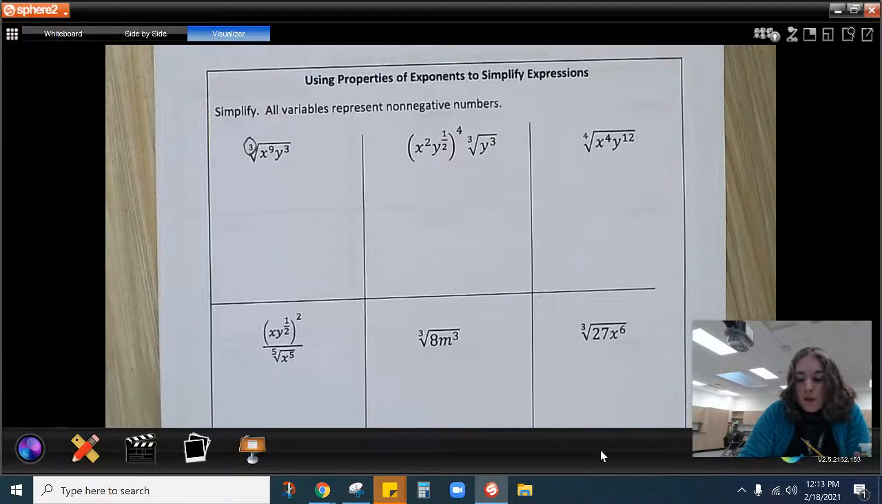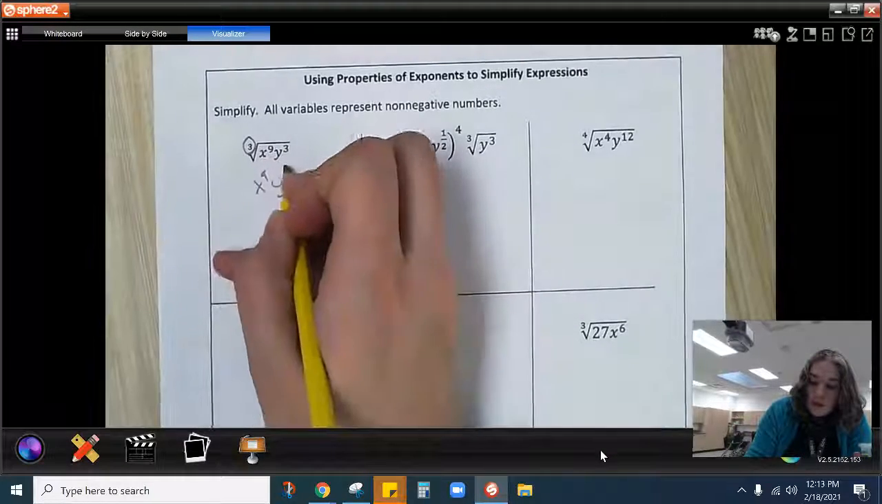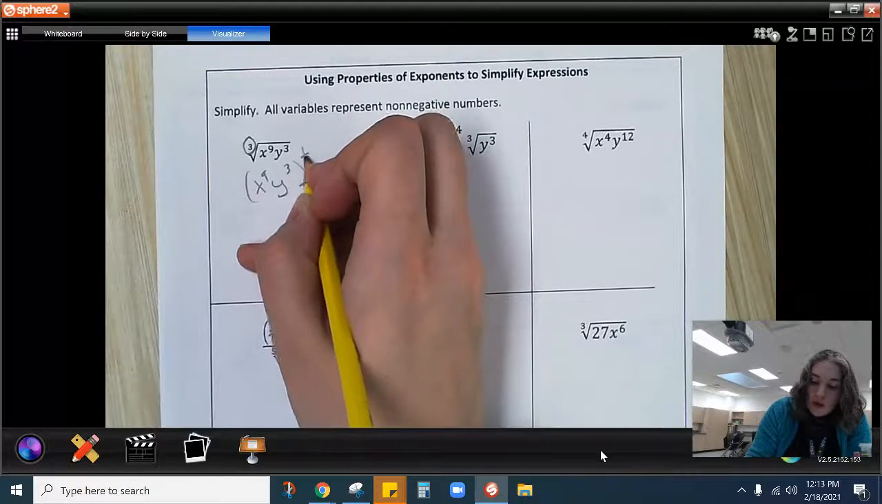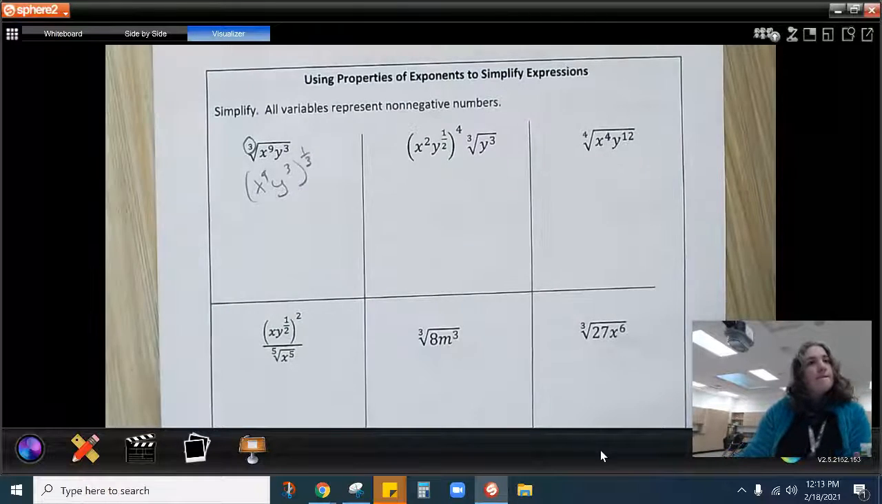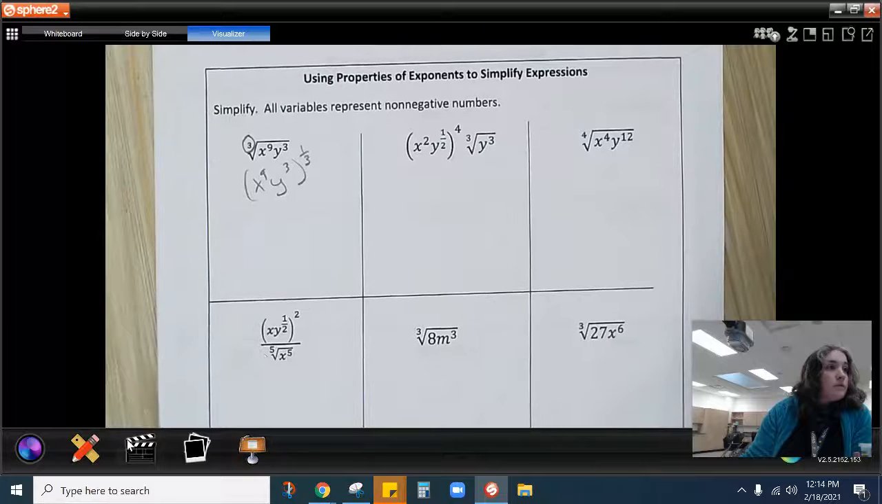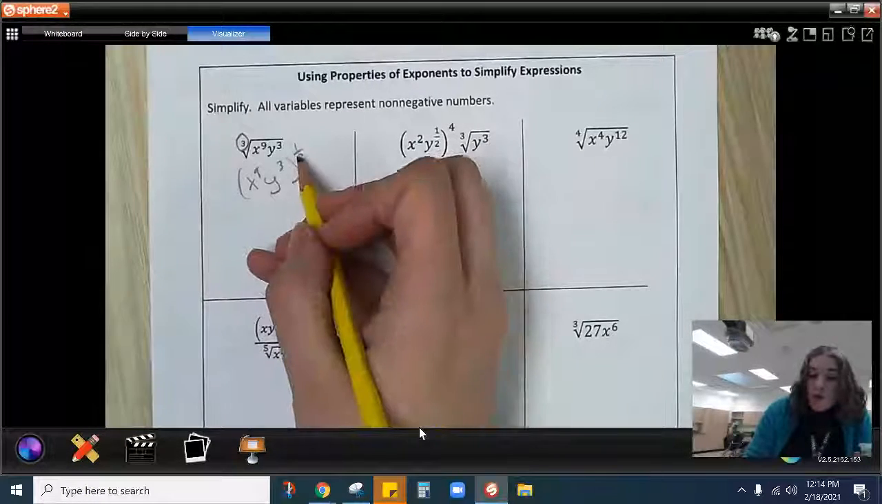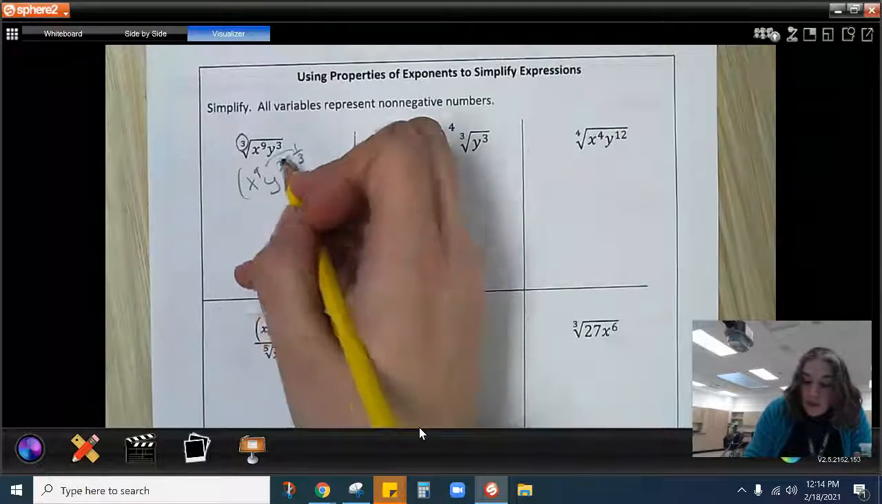So we have an nth root of 3. I'm going to turn that into a power. So x to the 9, y to the 9 all to the 1/3. Now I'm going to use my power of a product rule, and I'm going to distribute that 1/3 to both my x and my y.